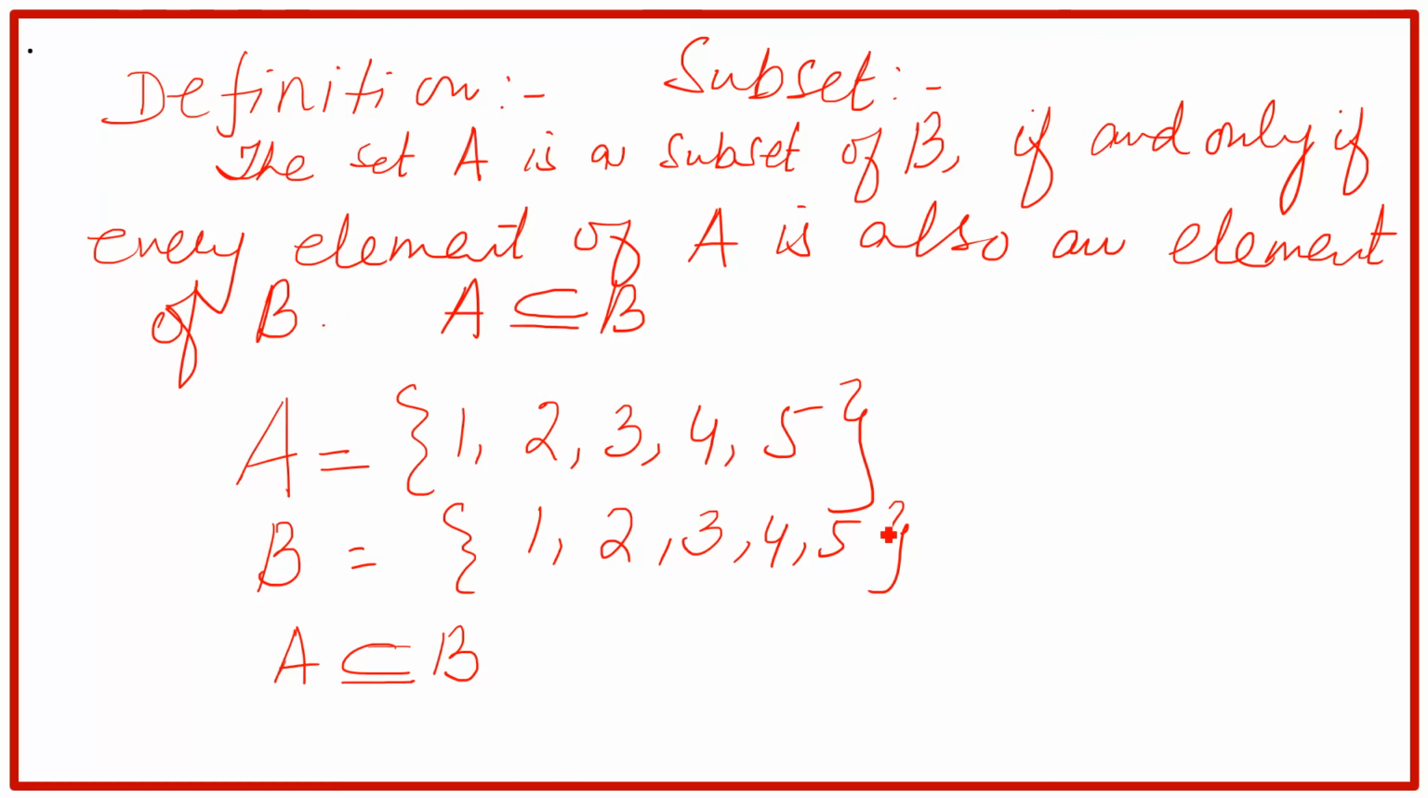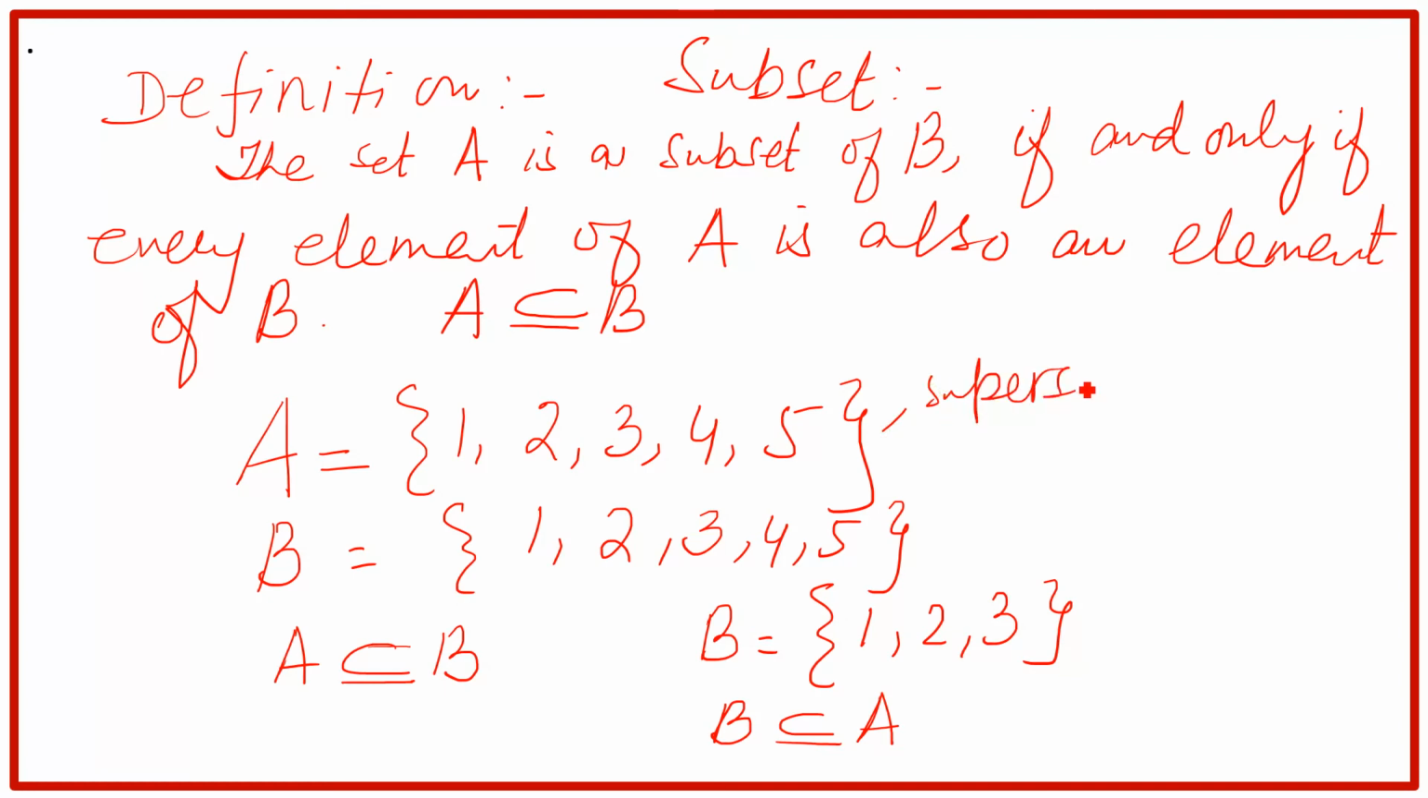So see, A has 1, 2, 3, 4, 5 and B has 1, 2, 3, 4, 5. Now suppose we have another set B, same thing, and we have 1, 2 and 3. Right? B 1, 2 and 3. Now we do not have 1, 2, 3, 4, 5. We have B set, but if we have 1, 2, 3, so we will say that B is the subset of A. In this case, we will say A is the superset. This is the superset because we have to compare A and B, and A has 1, 2, 3, 4, 5. So B is the subset of superset A.